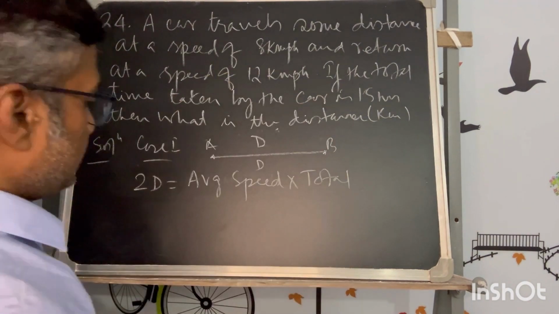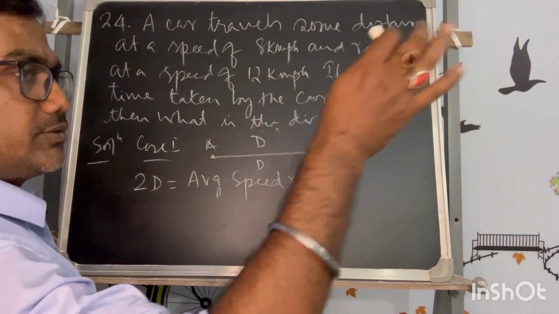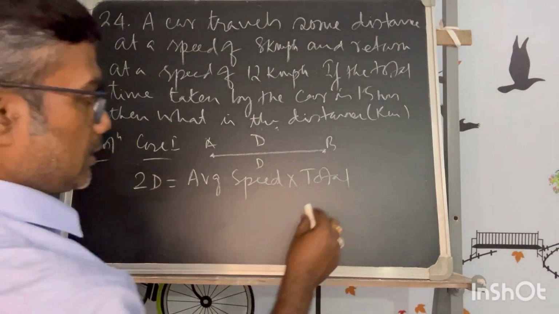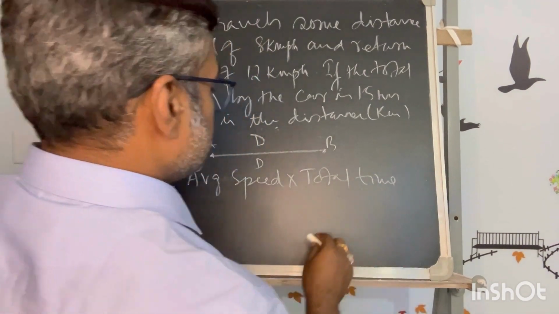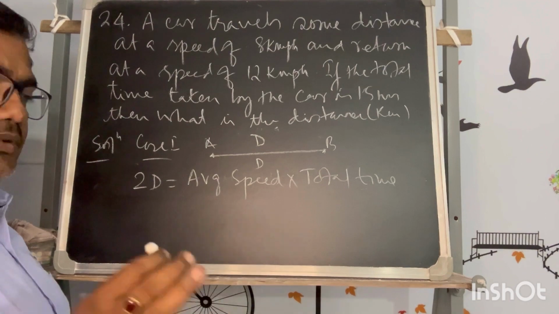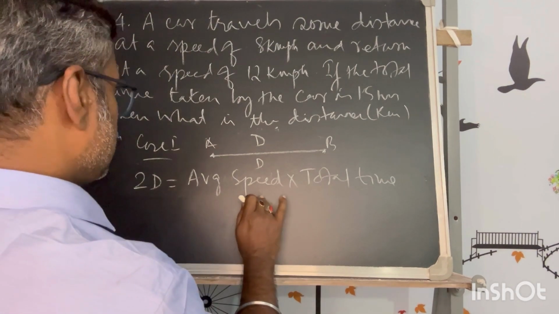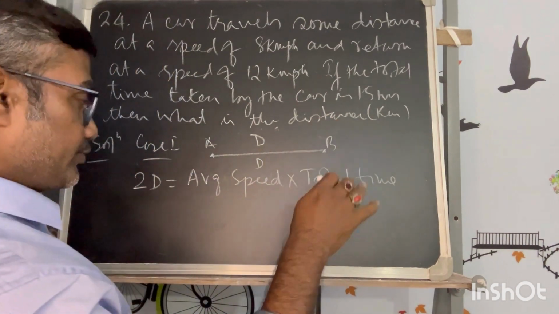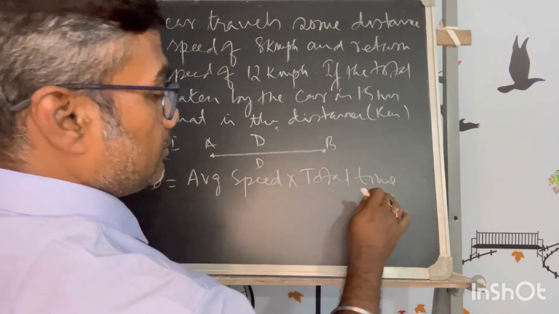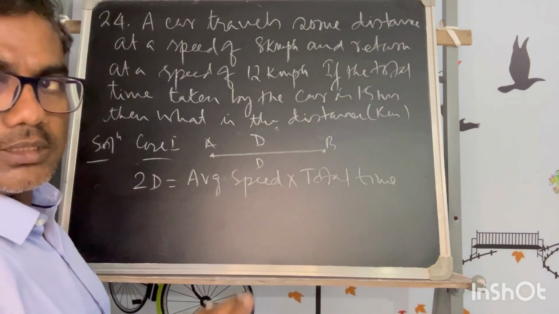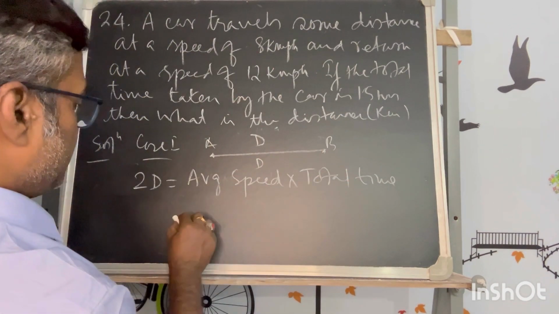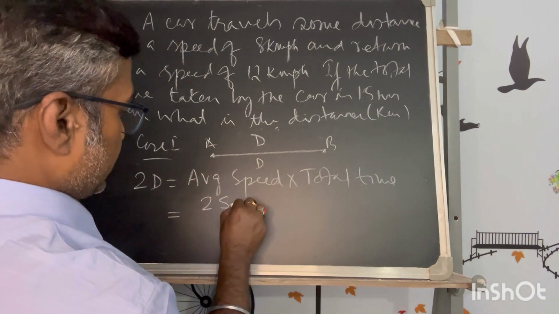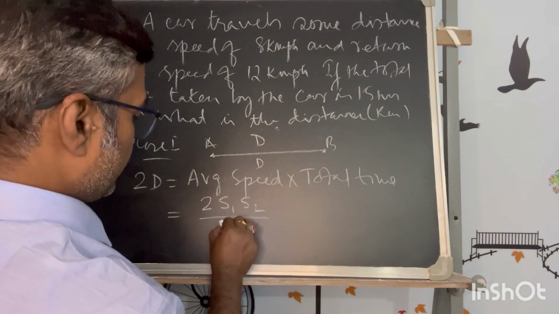In any journey, if different speeds are maintained and the complete journey time is given, then we can use that: the total distance is equal to the average speed for that total journey into the total time taken to complete that journey. This is also one kind of method. So how do you find the average speed? Average speed is equal to 2 S1 S2 by S1 plus S2.